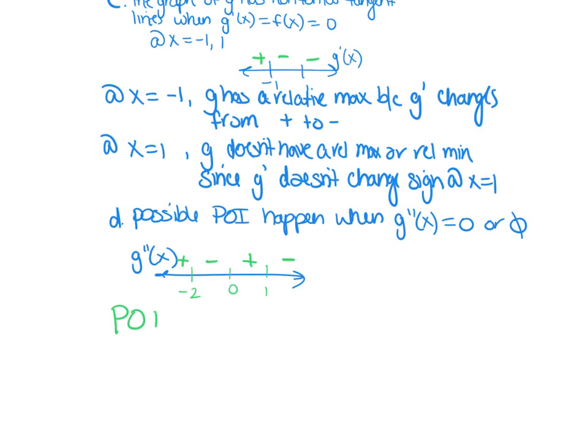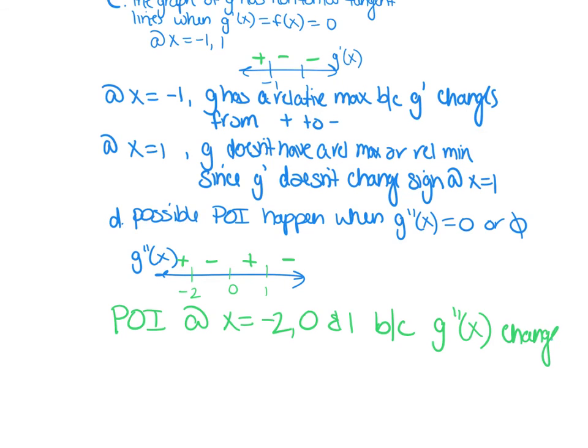So our points of inflection will happen when x equals -2, 0, and 1, because g double prime of x changes sign there. All right, and that's question 3.